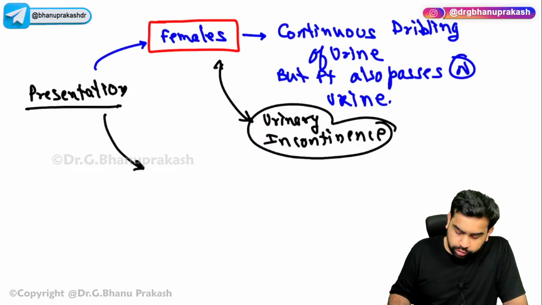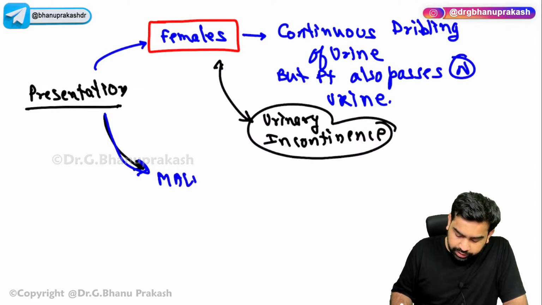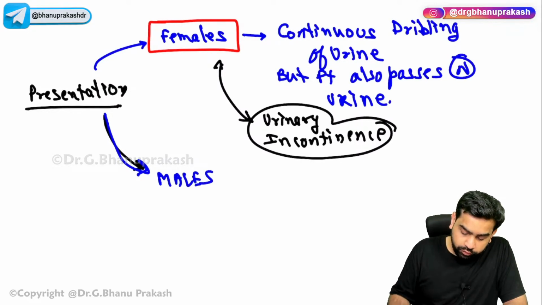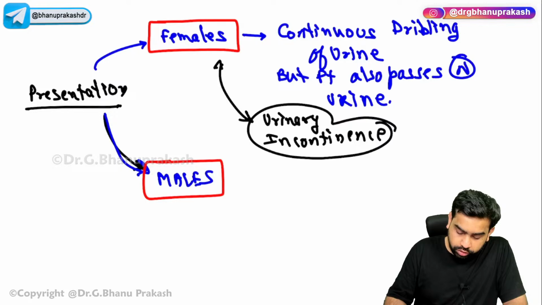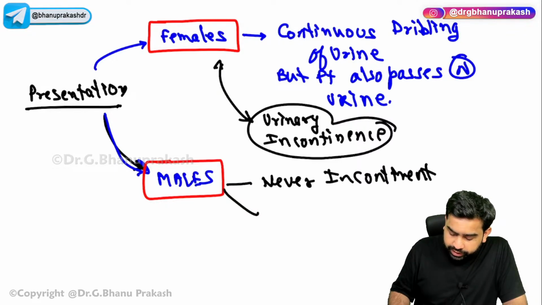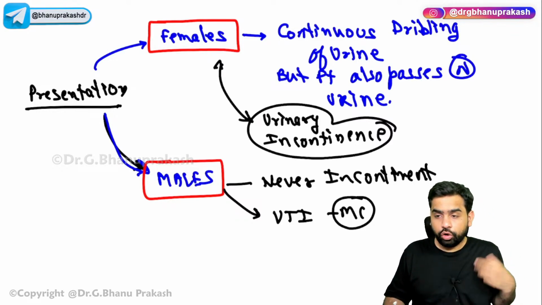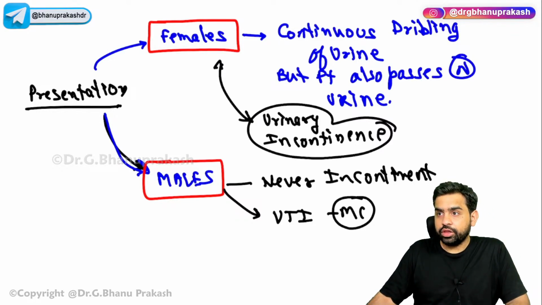If we talk about the males, the males are the ones who are going to come to you with a urinary tract infection. All you need to understand is that in the males, they are never incontinent, and they are going to present with a urinary tract infection. So the most common presentation in the males is urinary tract infection. On the other hand, the most common presentation in the females is urinary incontinence. Am I making some sense to you guys? I hope I'm making some sense.